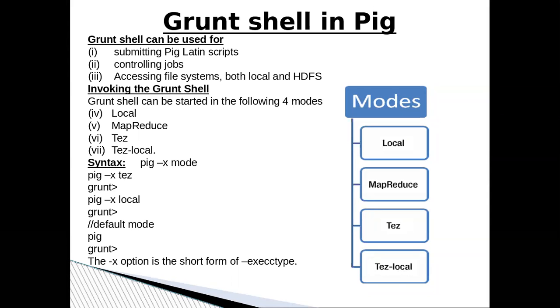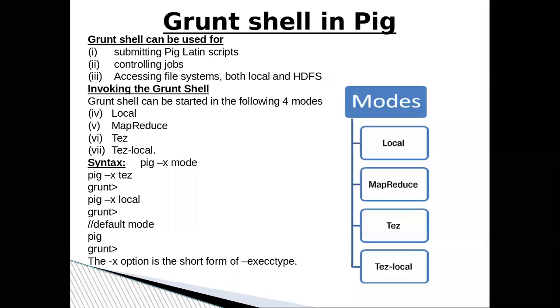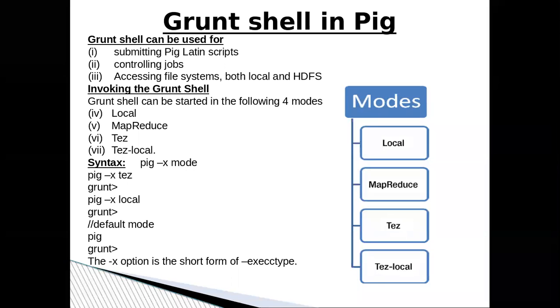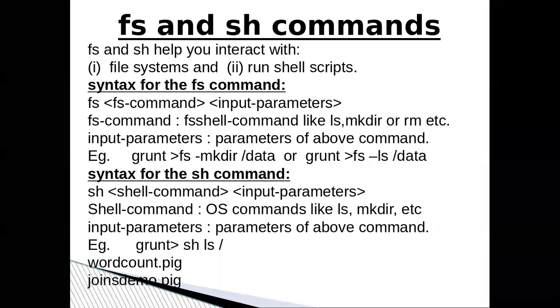So how can you open Pig? Either you can just write pig, that will open the grunt shell in the MapReduce mode, which means that you can use files from your distributed file system. And if you want to specify a mode on your own, then you can use the -x option, which stands for execution type. So if you write pig -x local, then it would open the grunt shell in the local mode, meaning you can access the files only from your local file system and not from your distributed file system. Okay, then further we have fs and sh commands.